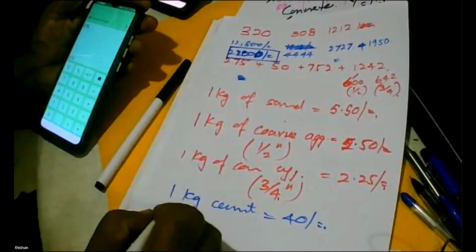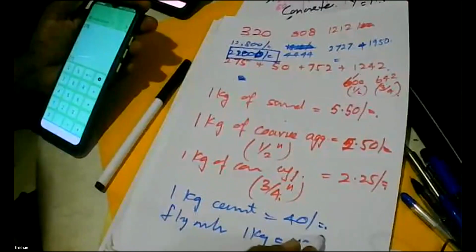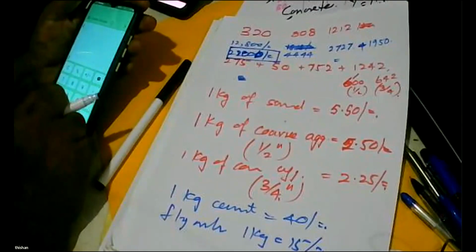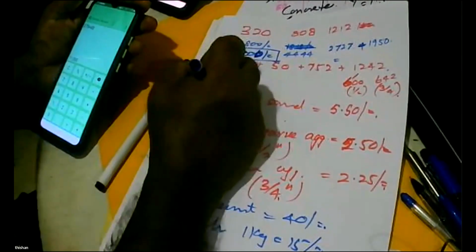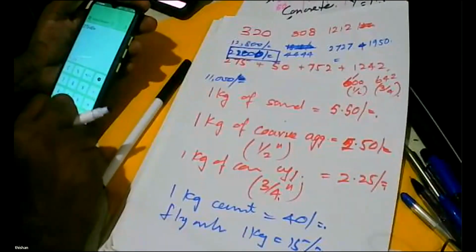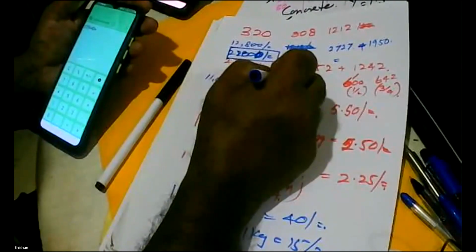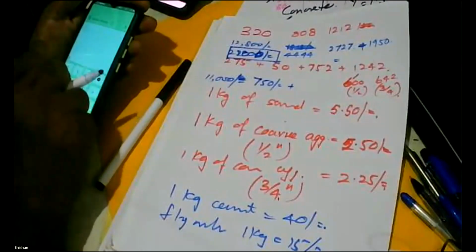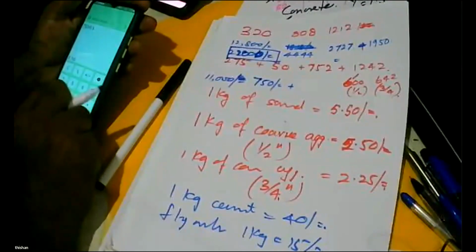275 fly ash. 1 kilogram is 15 rupees. So 275 multiplied by 40, 11,000, plus 50 multiplied by 15, 750, plus 752 multiplied by 550.